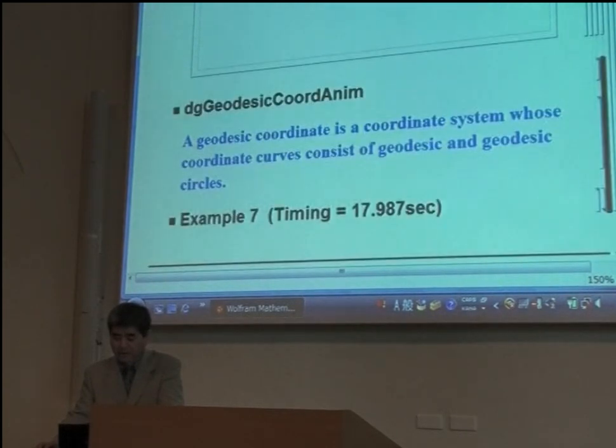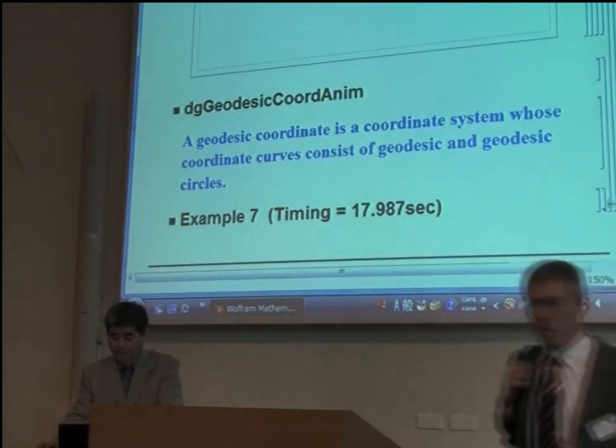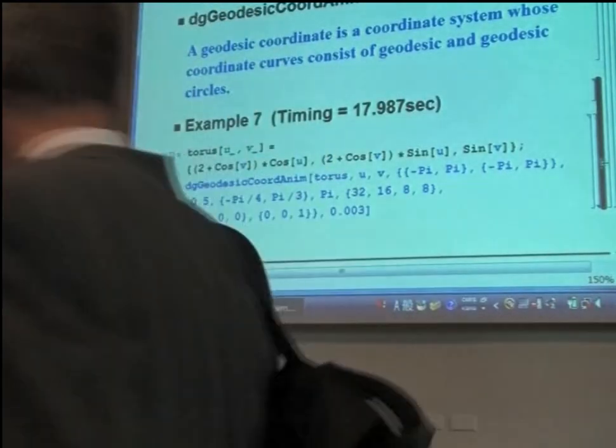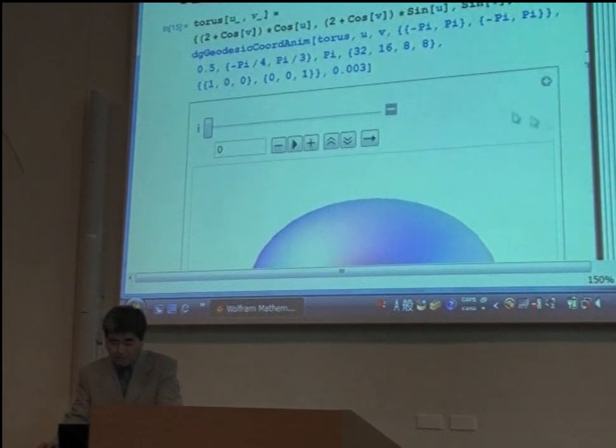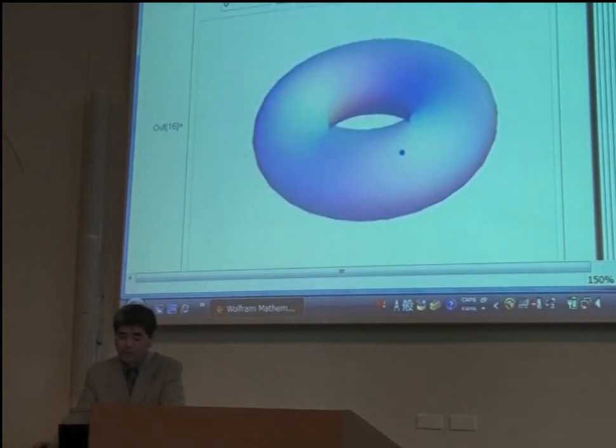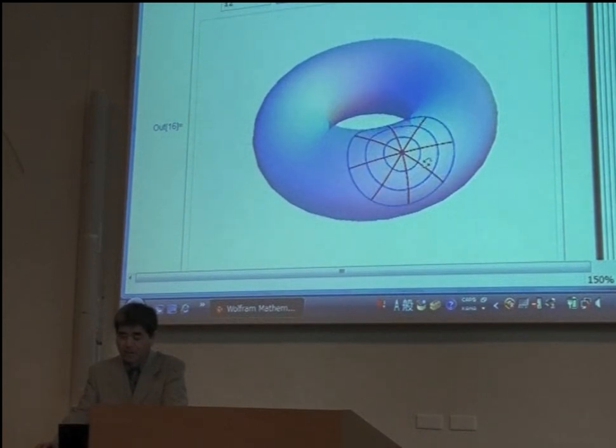And as a conclusion, I'd like to say a few words about what I'm trying to do after DGeometrica. Before that, I'll show the last example, this one. This is about the so-called geodesic coordinate. A geodesic coordinate is a coordinate system whose coordinate curves consist of geodesics and geodesic circles. The red curves are geodesics and the blue curves are geodesic circles.